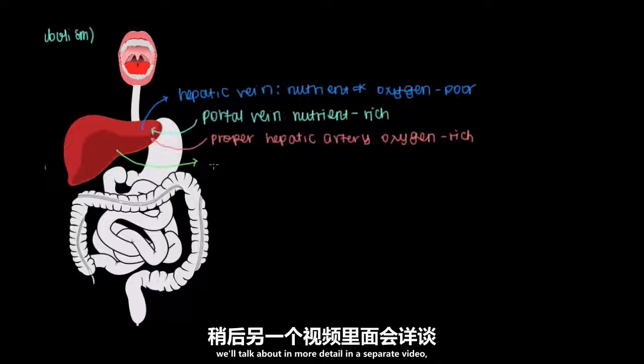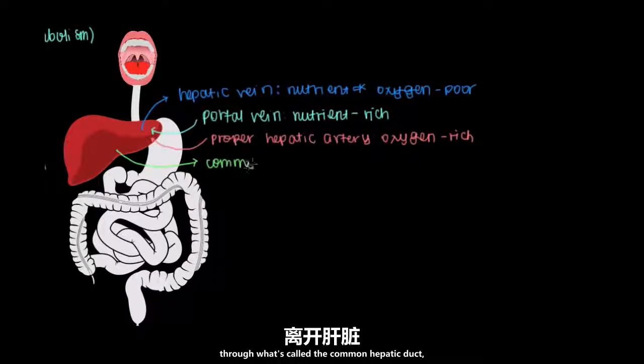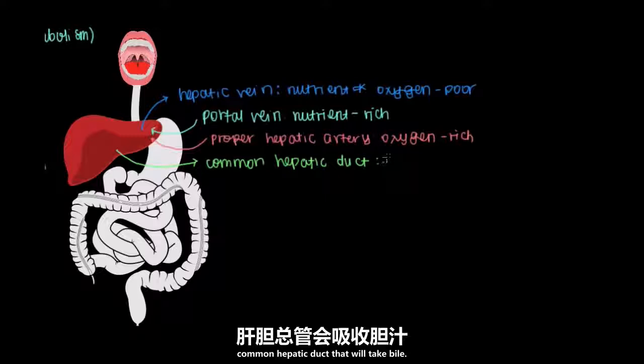The other output of the liver that I guess I should mention right now, we'll talk about in more detail in a separate video, is bile. And bile mainly leaves the liver through what's called the common hepatic duct. The common hepatic duct, that will take bile.